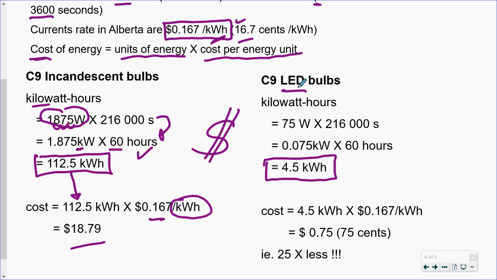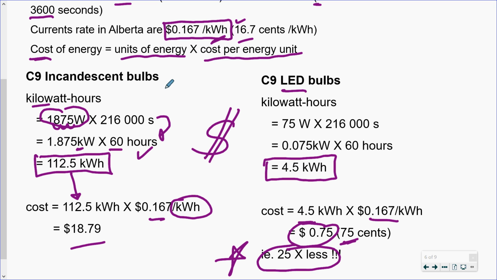The point is, though, let's take a look and compare it to the LEDs. So we have here the cost per the number of kilowatt hours times the cost per kilowatt hour. It works out to 0.75 or 75 cents to run these lights for the entire duration of 60 hours. So is there a difference? There's a 25 times less difference using the LED lights. So much, much more energy efficient.